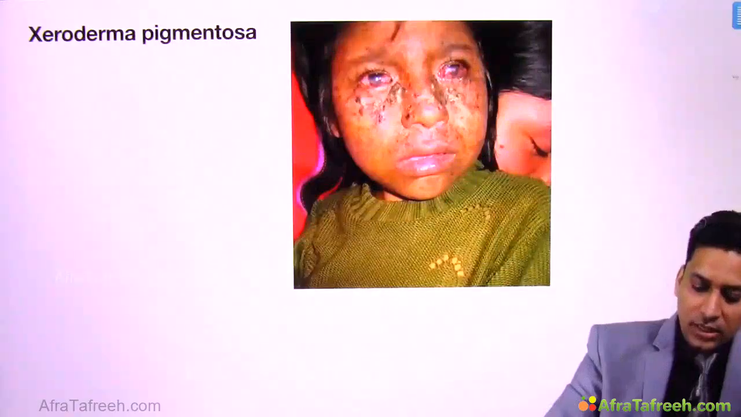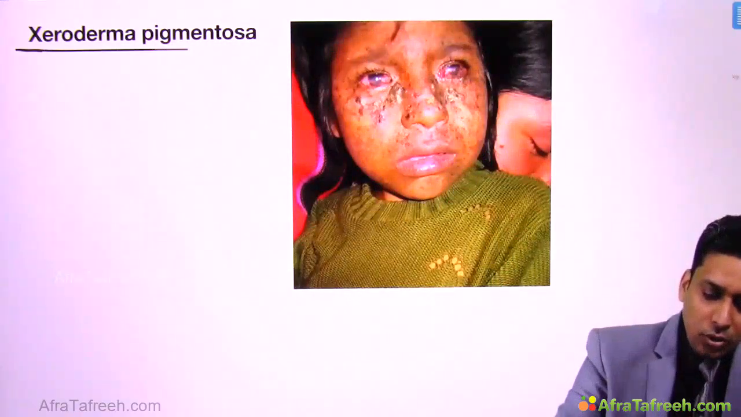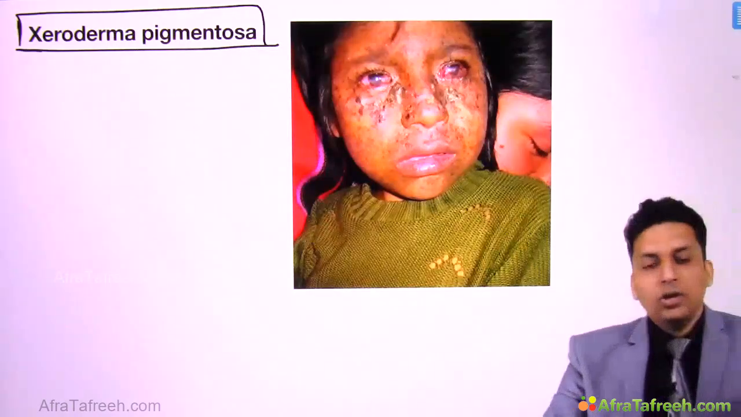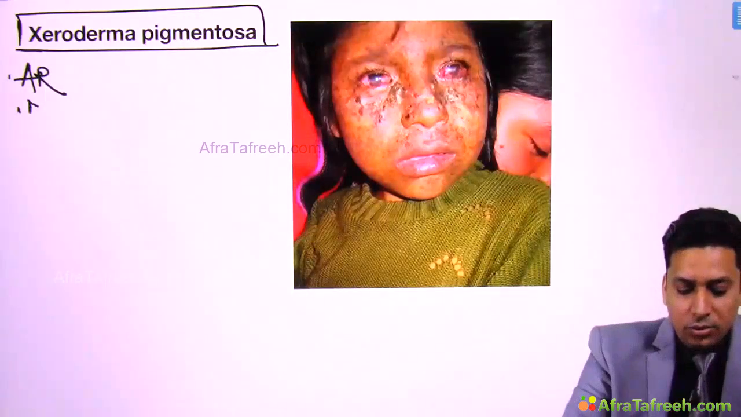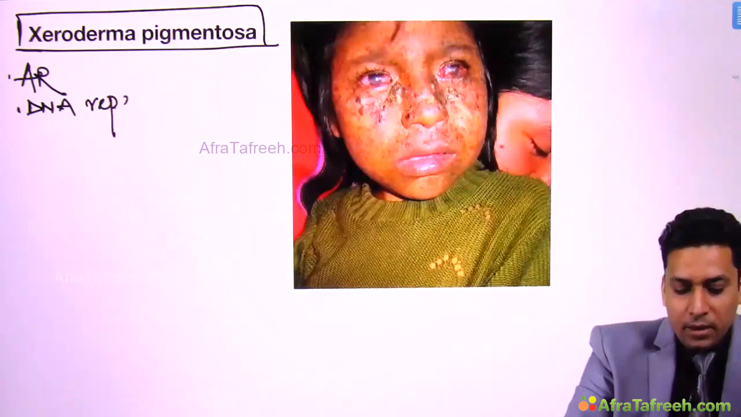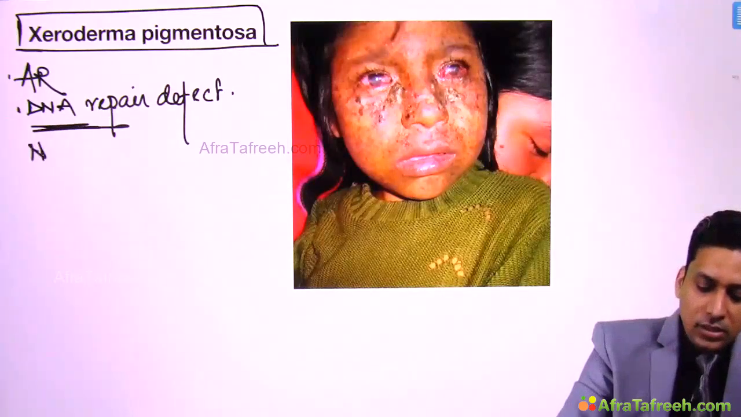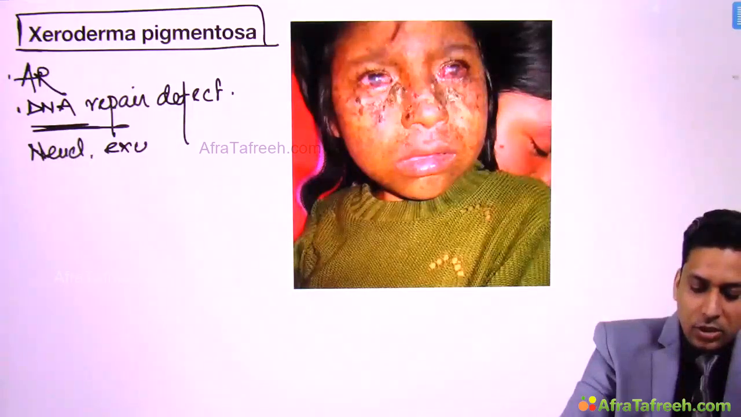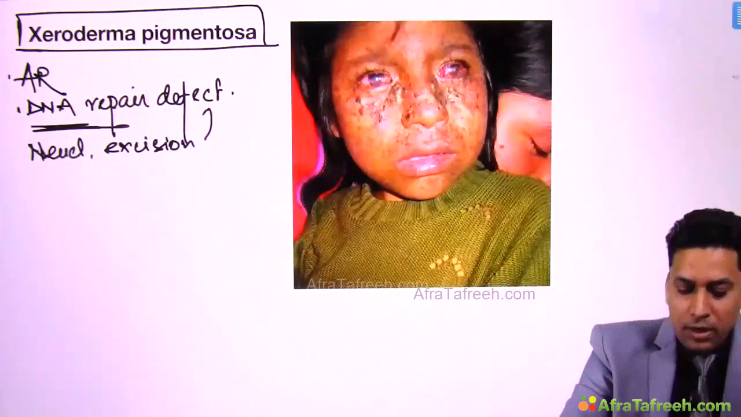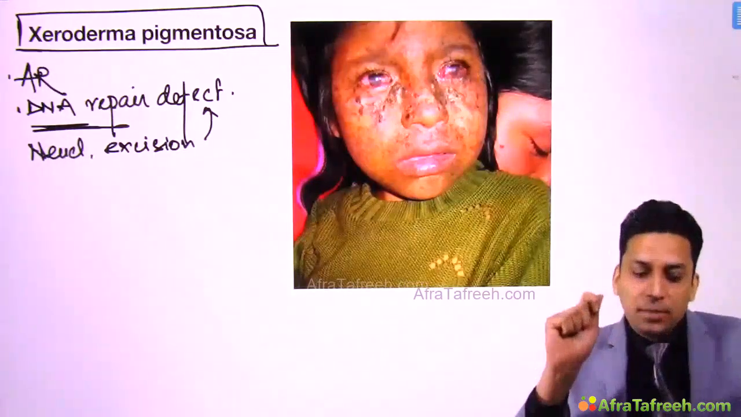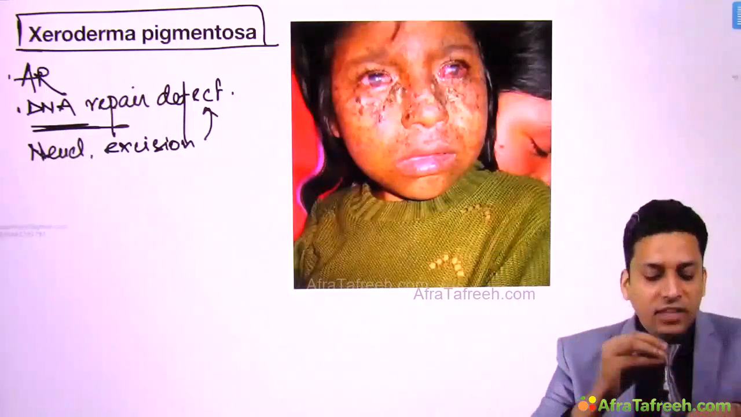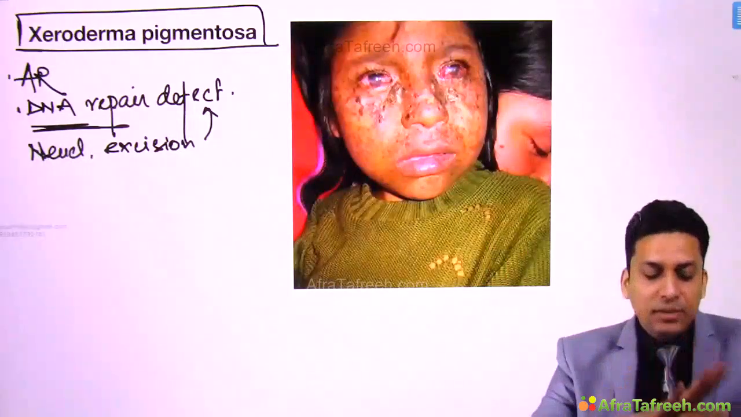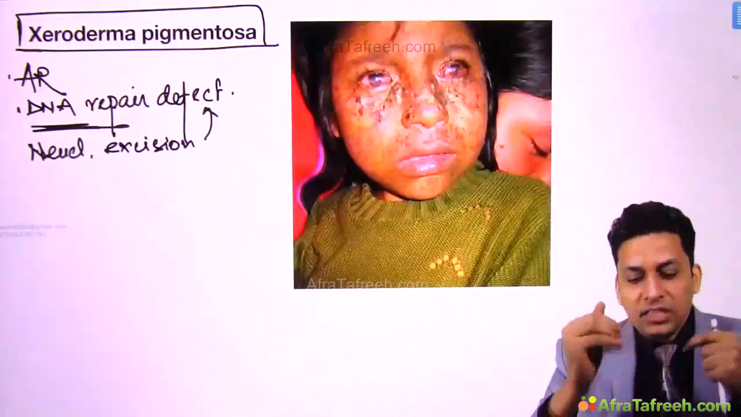Then there is one condition, that is xeroderma pigmentosa. Do you know why xeroderma pigmentosa occurs? This is autosomal recessive condition, and it occurs due to DNA repair defect. DNA repair defect means there is nucleotide excision repair defect. Okay, so nucleotide excision repair defect or DNA repair defect. See, normally if you go out in the sun and due to UV radiations, if there is damage in the skin, what happens? If there is damage in the DNA, it normally gets repaired. But in these patients, it does not get repaired.